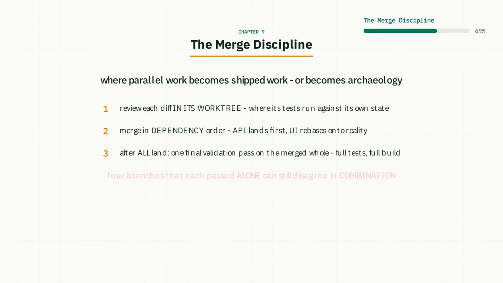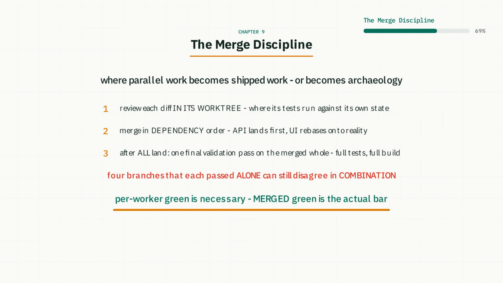After all branches land, run one final validation pass on the merged result, full tests, full build, because four branches that each passed alone can still disagree in combination. Per worker green is necessary, merged green is the actual bar. The harness video called this the verification organ. Here it's just three habits and the discipline to keep them when you're tired.